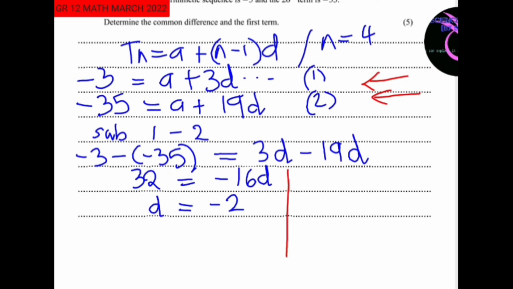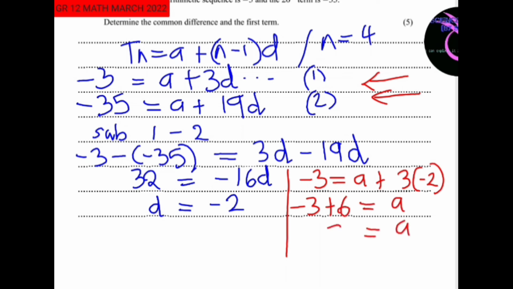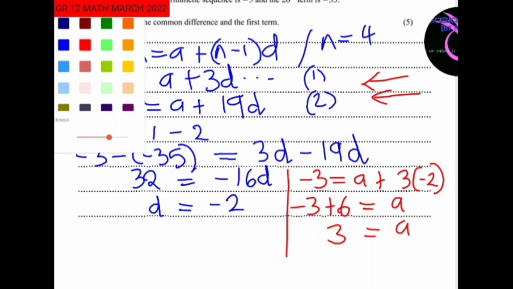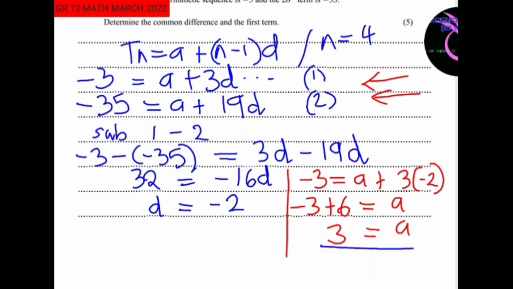So, for example, I'm going to say minus 3 is equal to a plus 3 times minus 2. Minus 3 times minus 2 becomes minus 6. Minus 6 across becomes a positive 6. So a is 3. So there are my answers there. A is 3 and d is negative 2.